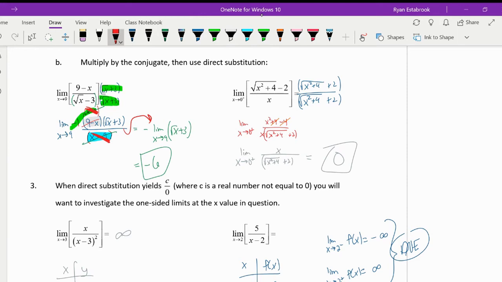Plug 9 in, we can do direct substitution now. The square root of 9 is 3. 3 plus 3 is 6. Don't forget that negative sign out front. So when we multiply them, we get a value of -6.